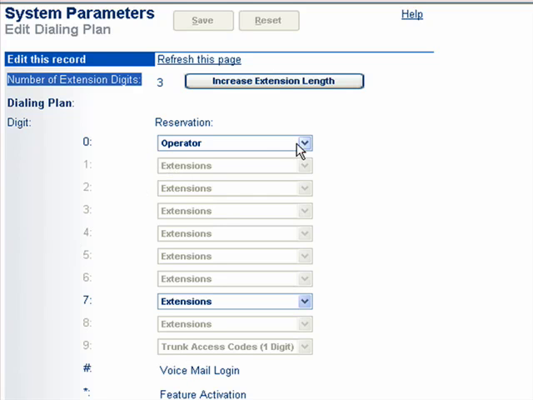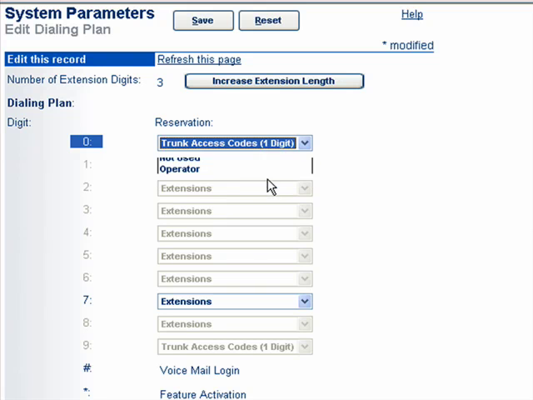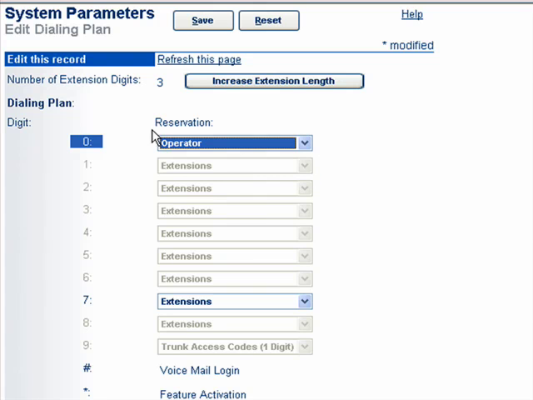For example, in the United States, typically when people dial a 0, they expect to get the operator. In the international world, however, dialing 0 usually means I want an outside line. So again, early on, you're going to make a decision about your dialing plan. You're going to determine here, these are grayed out because obviously in this system so far, digits 1, 2, 3, 4, 5, 6, 8, and 9 have already been allocated.